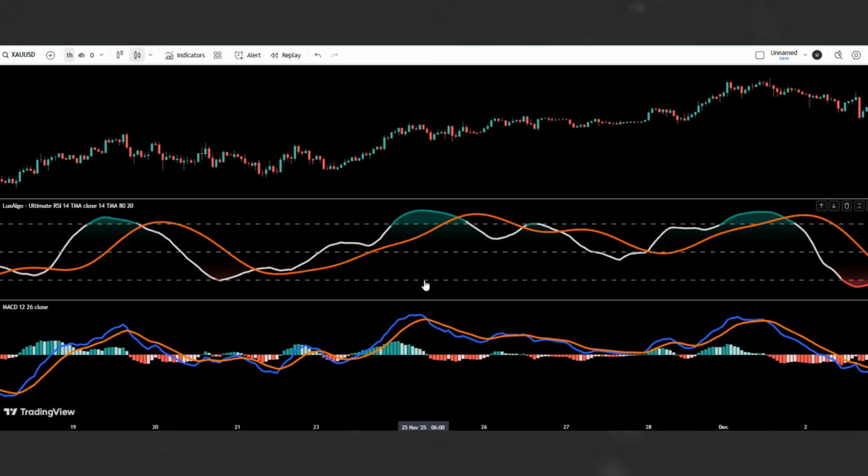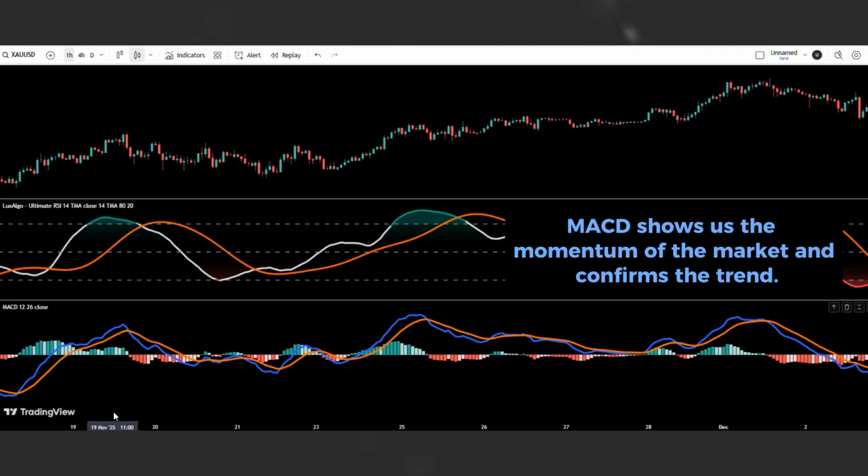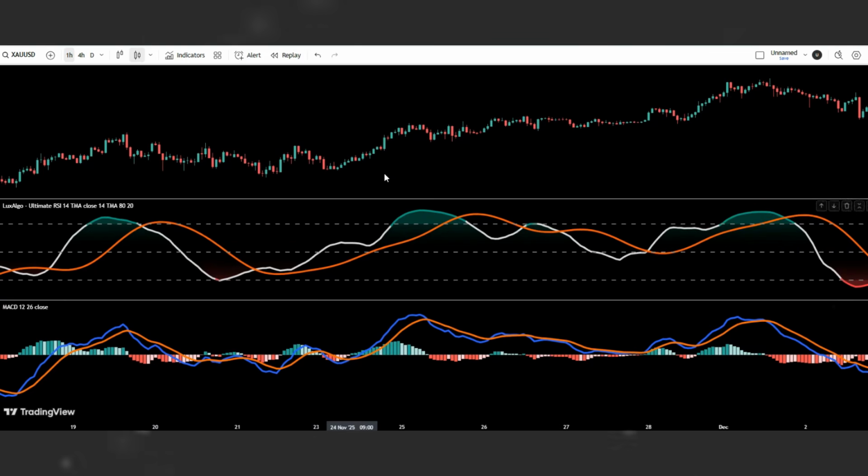Sometimes the Ultimate RSI alone can give false signals, especially when the market is moving sideways. That's why we use MACD as a confirmation tool. MACD shows us the momentum of the market and confirms the trend. When both indicators agree, we have a much better chance of a successful trade.